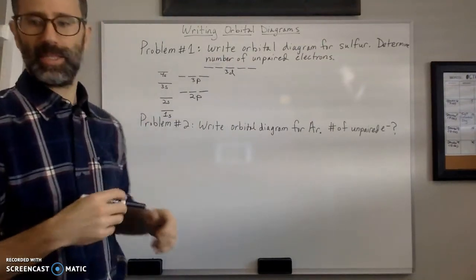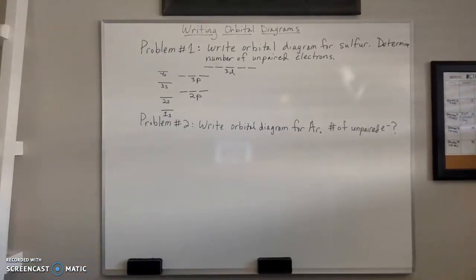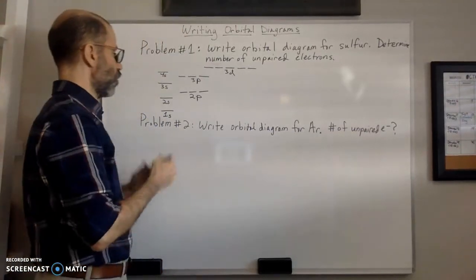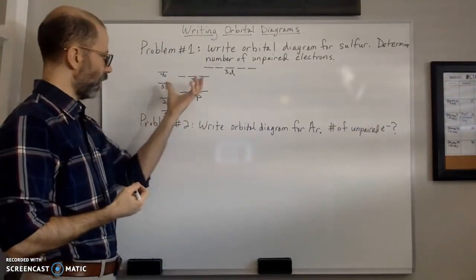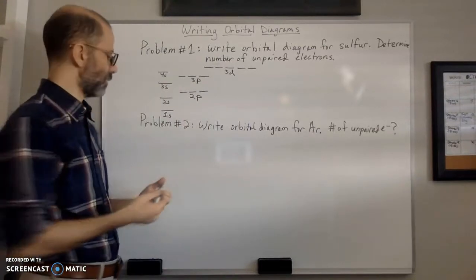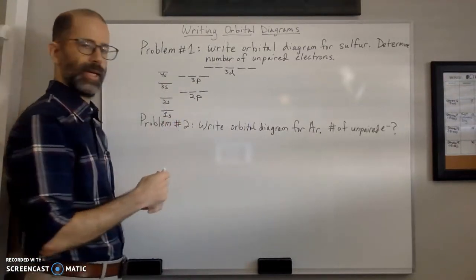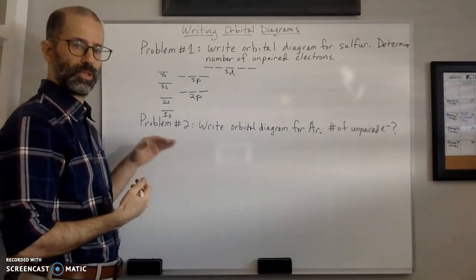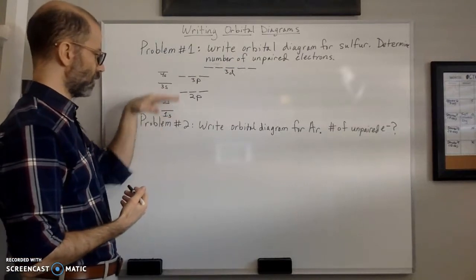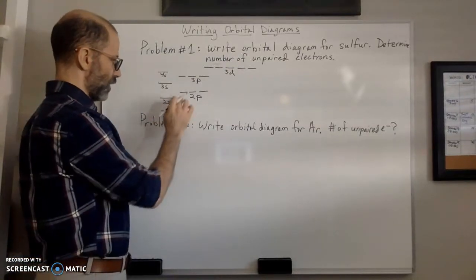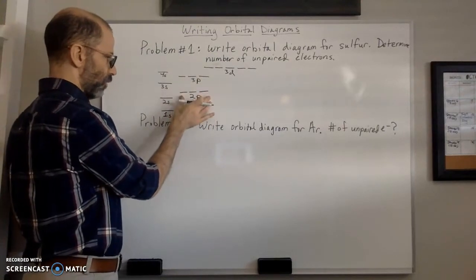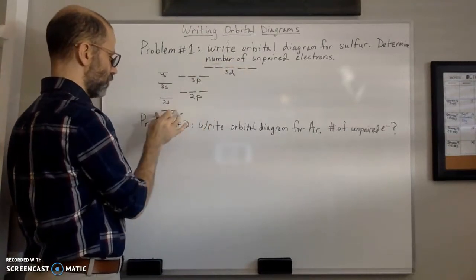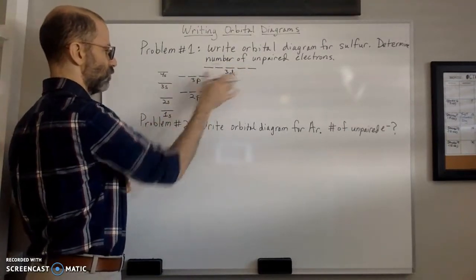So we have, again, 16. Let me double check again. So sulfur, yes, 16 electrons. The way you're going to build up your orbital diagram is to start at the lowest energy level and give electrons to all the orbitals starting from lowest to highest. Each line represents an orbital. This is a sublevel, this is a sublevel, this is a sublevel, this is a sublevel. Different sublevels have different numbers of orbitals.